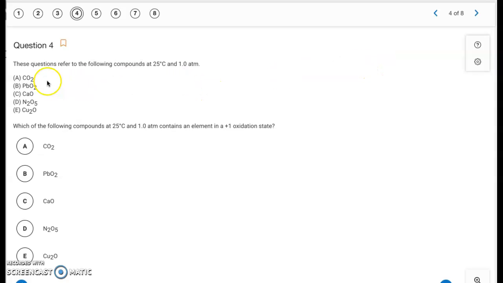Question 4. Okay, so we have all these compounds right here. It says, which of the following compounds at 25 degrees Celsius in 1 atmosphere contain an element in a +1 oxidation state? Well, first of all, the temperature and pressure have nothing to do with it. We just want to look at these chemical formulas and see where we have a +1. And the only situation where that happens is Cu2O. Oxygen's a -2, so the copper has to be +1 to get those oxidation states to add up to 0. These are all neutral compounds, so the oxidation states have to add up to 0. So it's letter E.